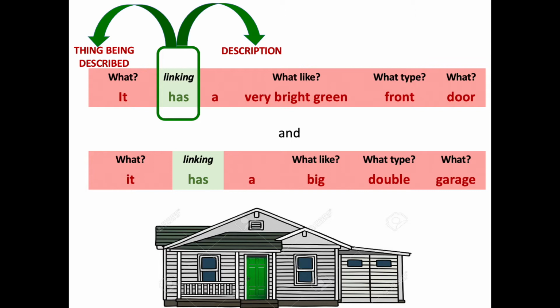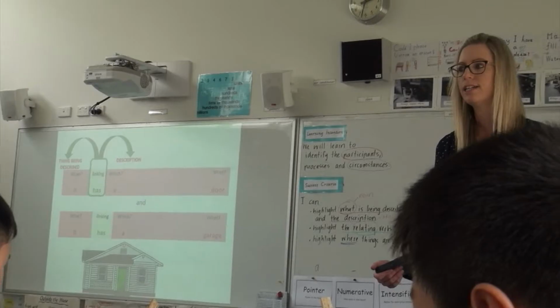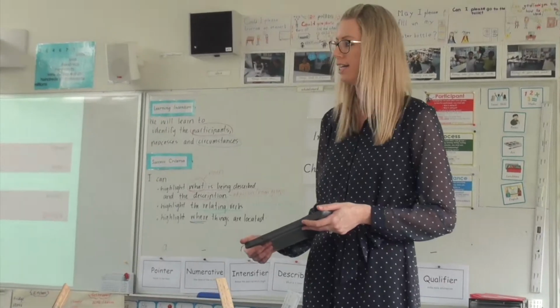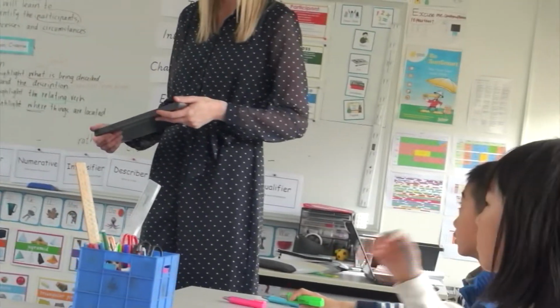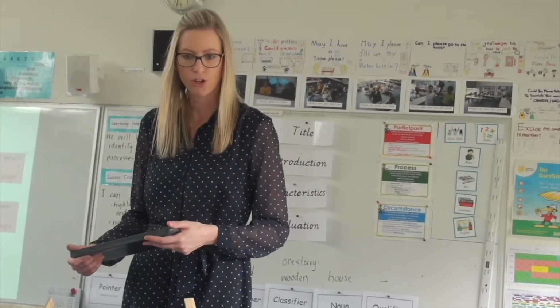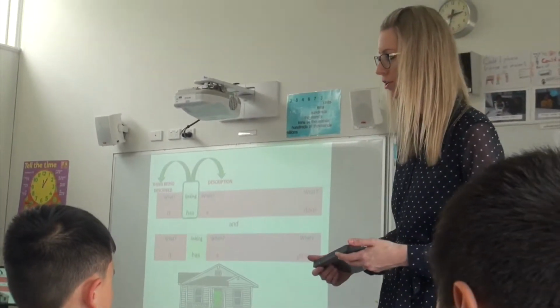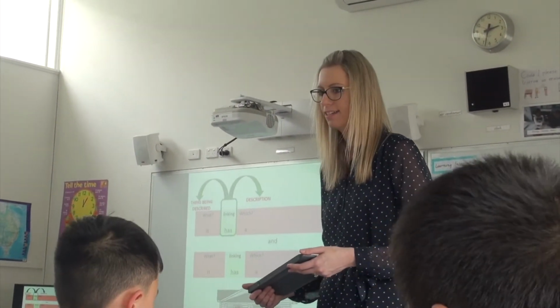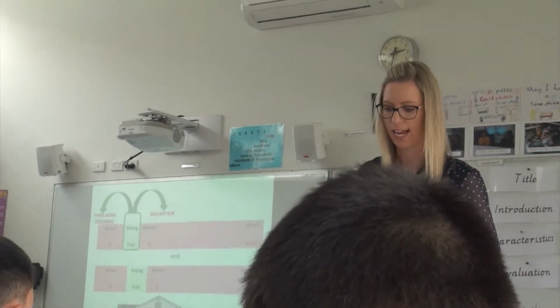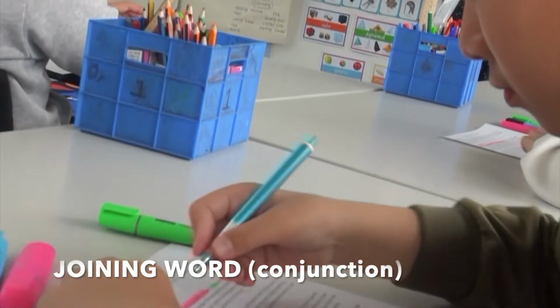Okay, so there are 2 things being described in this sentence, and there is a word that joins those 2 things together. The word is, Gavin? And. Can you just circle, if you've got a pencil there, can you circle the word and? Just circle the word and. This is our joining word.